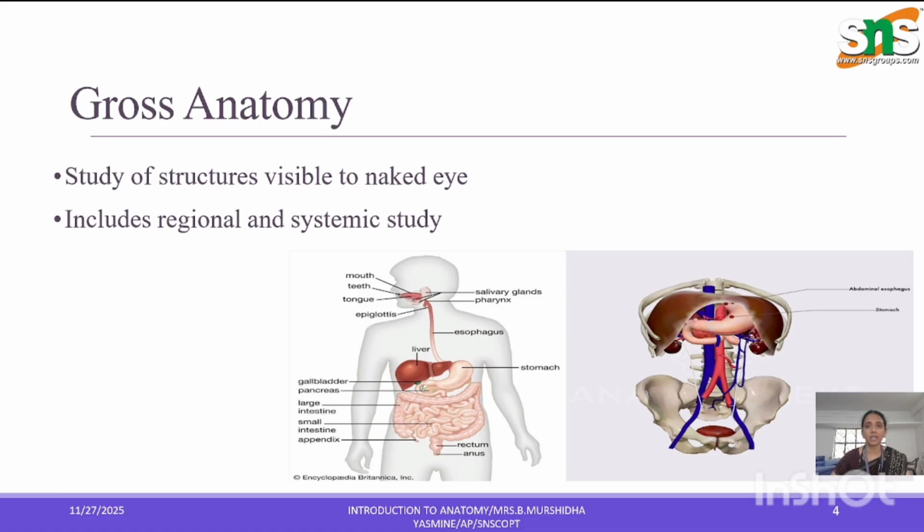Regional anatomy studies the regions of the human body, for example, upper limb, lower limb, abdomen, thorax. Systemic anatomy studies the systems of the human body, for example, digestive system, respiratory system, cardiovascular system, nervous system.